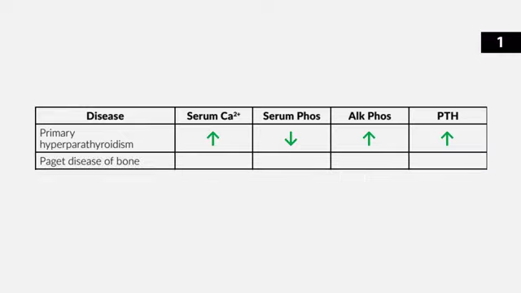Next, what about Paget's disease of bone? So this has nothing to do with PTH, but you have increased bone turnover. So you're going to raise your alkaline phosphatase.